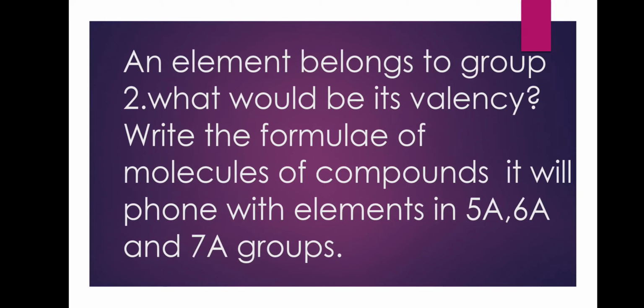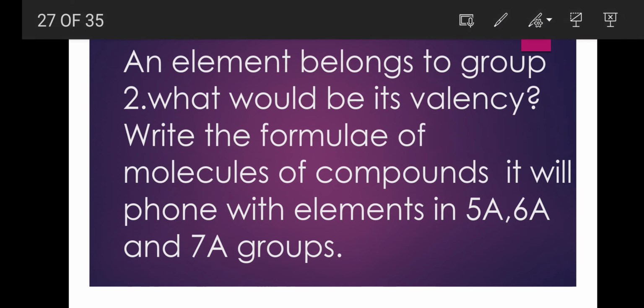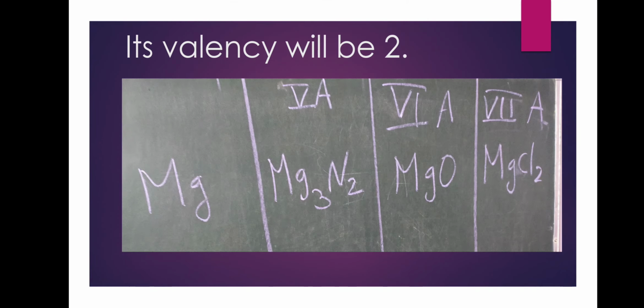Okay. Now next is an element belongs to group 2. Again 2 is written here, but it should be written like this. Okay. What would be its valency, and write the formula of molecules of compounds it will form with elements in 5A, 6A and 7A group. Clear? So 5A, 6A, 7A, actually it should be 5A, then what? 6A, and then what? 7A. Clear?